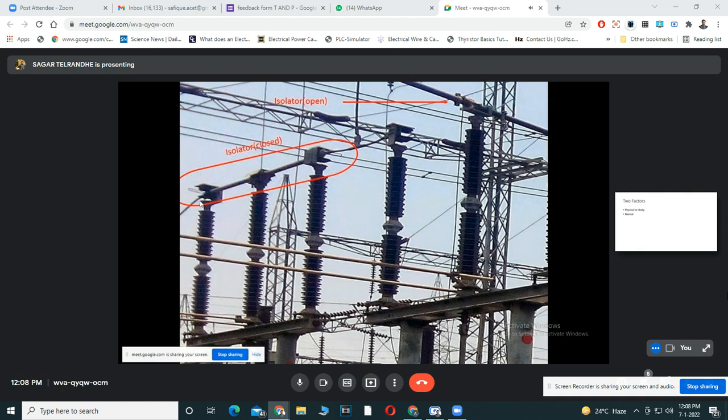One of the isolators is open and another of the isolators is closed. When these isolators are opened or closed, huge sparks are developed. Thus, since due to the formation of huge arcs, we place it on the overhead region and not underground.